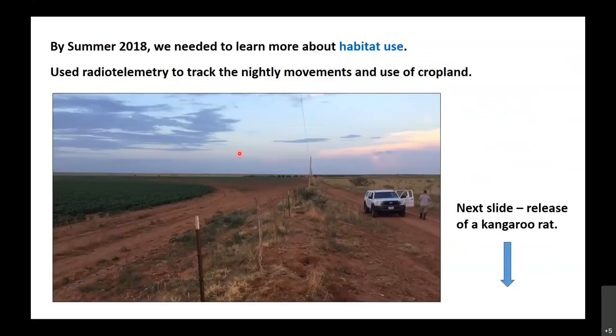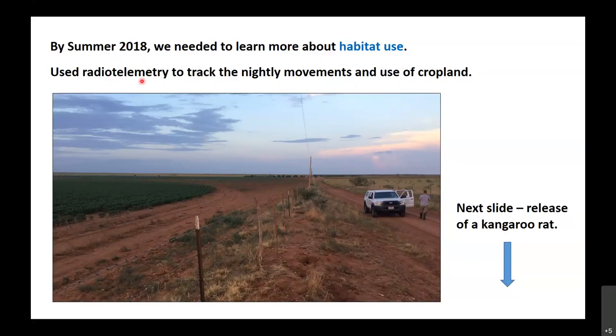Okay, so as I said, that result, this association with cropland and avoidance of shrubland, got us wondering whether or not we need to look into habitat use a little bit more specifically. So by the summer of 2018, that's what we wanted to do.